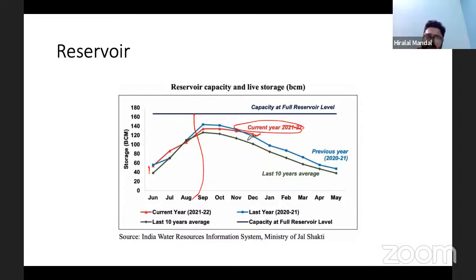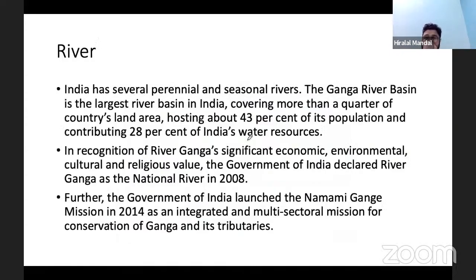So we expect that this year also agriculture will remain vibrant in the country, and we can depend on a better agriculture season for the next year. That's what it suggests with regard to reservoirs.